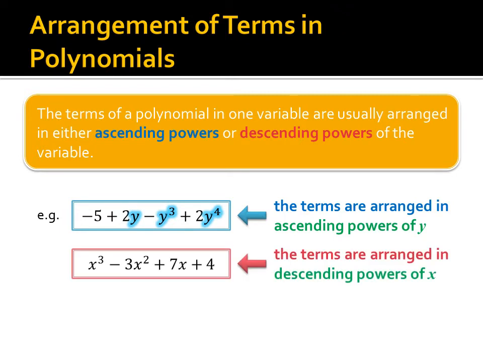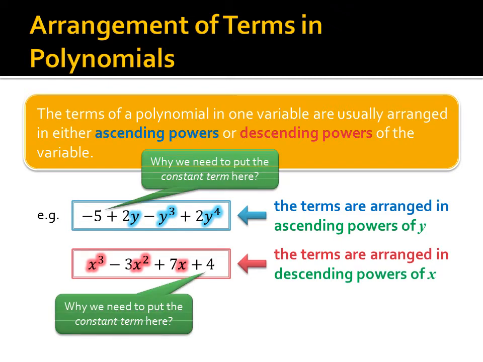Another example is a polynomial in x. The terms are arranged in descending powers of x. So you see that the powers of x are decreasing. Starting from this x, it is x to the power 3, x to the power 2, and x to the power 1. Now, the question is, why is the constant term -5 put before the term 2y? And why is the constant term 4 put after the term 7x?